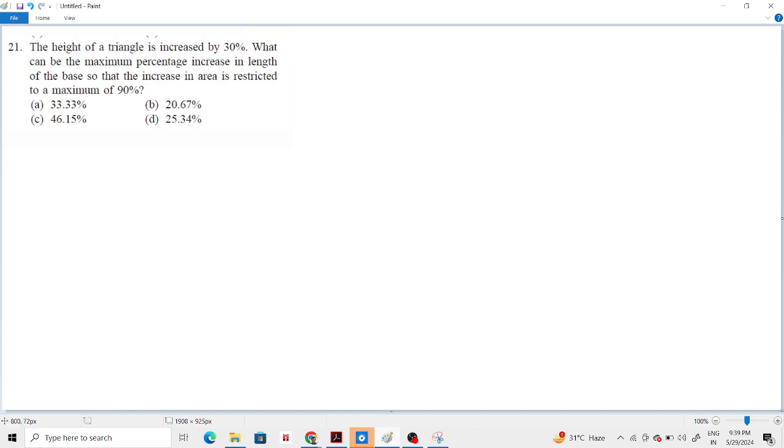Okay, the height of a triangle is increased by... Okay, so see, this sum can be done by this comparison method. Initial, final. So what are the things we have? We have height, we have length, and we have area.